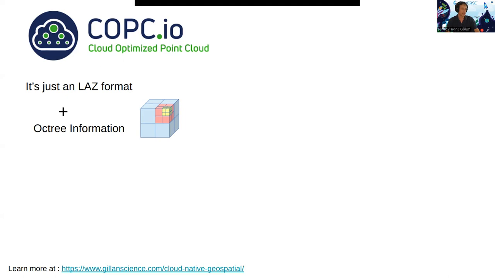And once we have that information, again, we can do HTTP GET RANGE requests. In other words, we can stream point clouds directly from cloud storage into your web browser for really easy viewing and analysis.